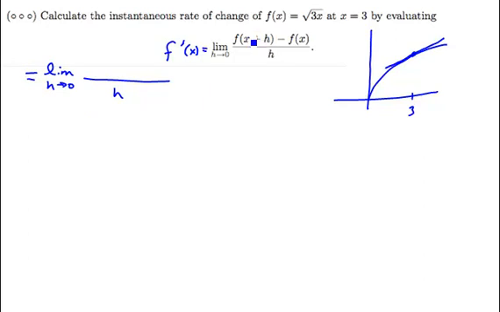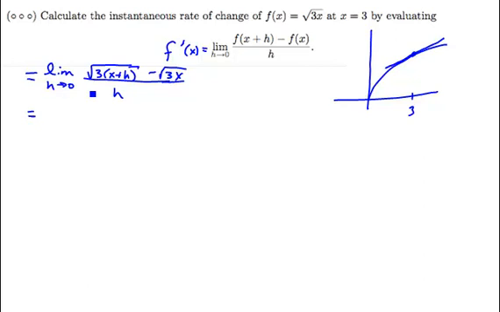So we need to evaluate f at x plus h. This function returns the square root of 3 times what I give it. So 3 times x plus h is under the root, and then I give it simply an x over here. And so this is the difference quotient that we need to simplify.